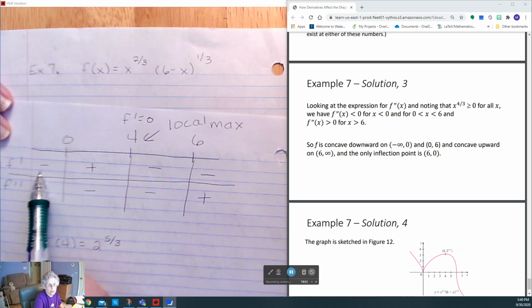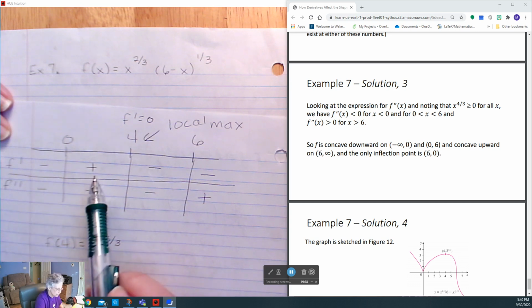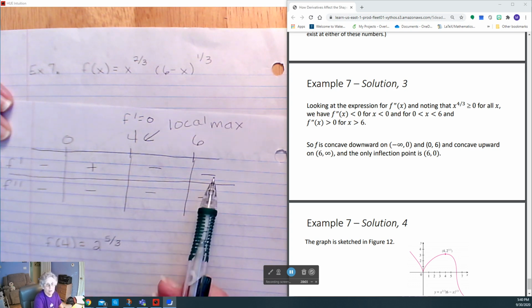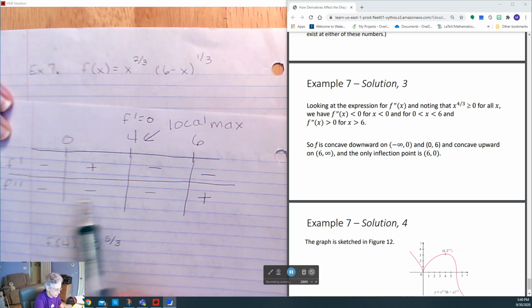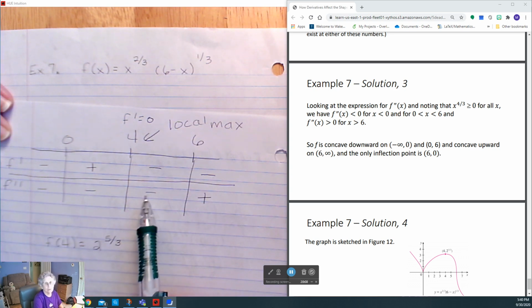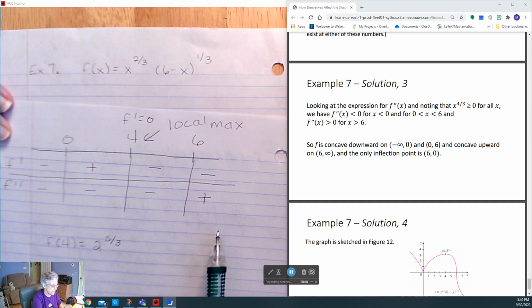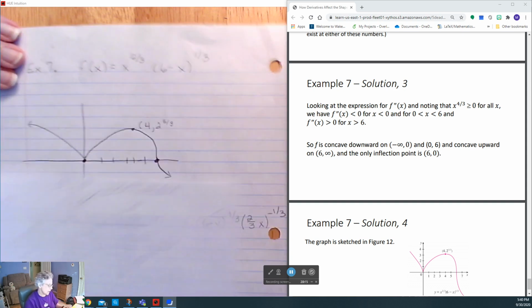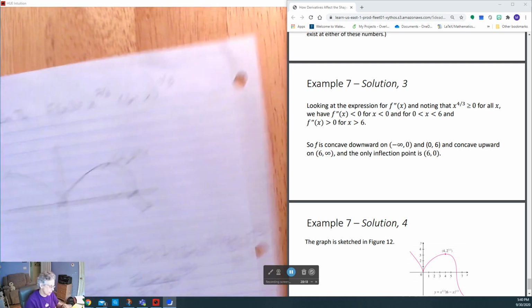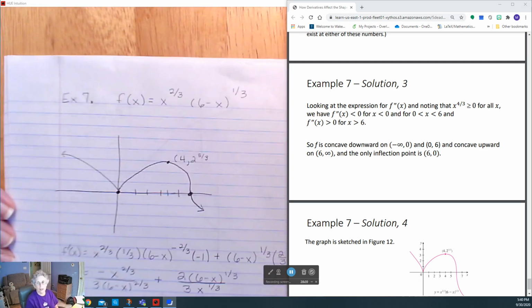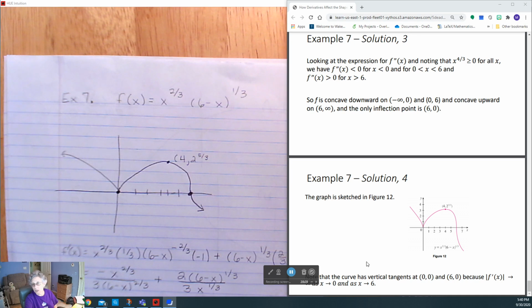So then I did some plugging and chugging to figure out that we are decreasing for numbers less than 0. We're increasing for x values from 0 to 4, and then decreasing after that. Decreasing, increasing, decreasing. Well, negative, negative, negative, concave down, concave up. I plugged 4 in so I could plot my local max there at 4. And I got a graph that looked something like that, and I was very pleased because it looks a lot like that one in the book. And now I am done.